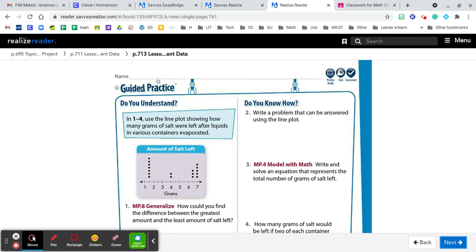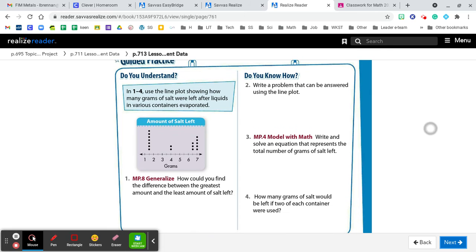Looking at the next problem on the guided practice page, use a line plot showing how many grams of salt were left after liquids in various containers evaporated. You're going to see line plots are used a lot in science. How would you find the difference between the greatest and the least? We just did that on the last problem.